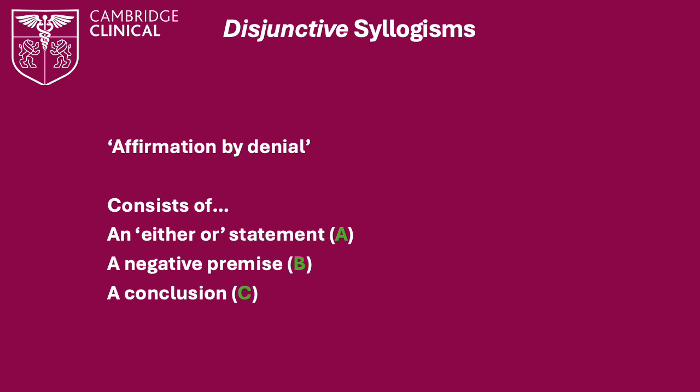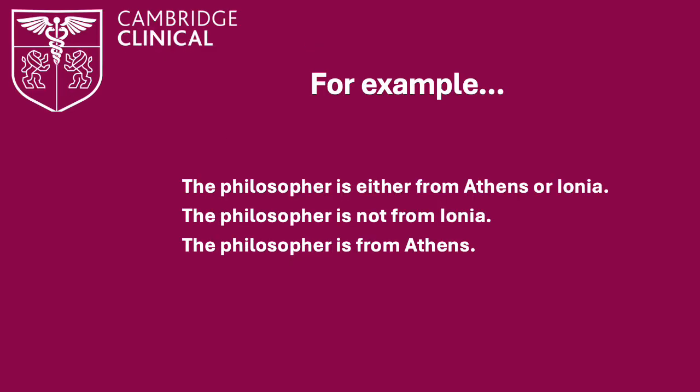Each of these syllogisms will consist of an either-or statement, which I've labelled A, a negative premise, which I've labelled B, and a conclusion, which I've called C. So what exactly do I mean by that? Well, here's an example. So the philosopher is either from Athens or Ionia. The philosopher is not from Ionia. Therefore, the philosopher is from Athens.